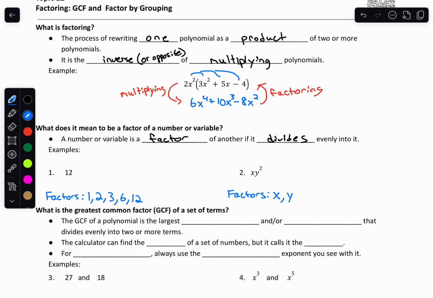We can also then divide by bigger things. We could divide by x and y at the same time. If we divide xy squared by xy, we would just get y left over. If we divide xy squared by y squared, then we would just get x as our quotient. And lastly, we can divide by the whole thing, xy squared itself. So any piece that evenly divides the original expression is a factor of that expression.